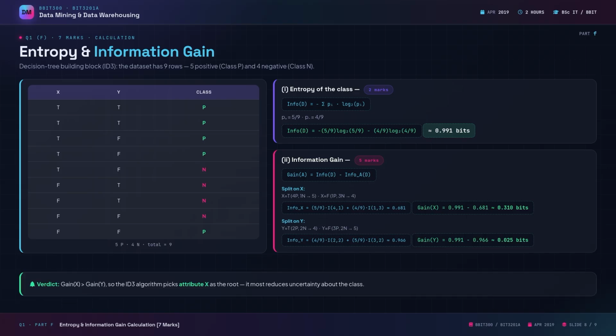Now let's split on Y. When Y equals true, we get 2 positives and 2 negatives out of 4 rows. When Y equals false, we get 3 positives and 2 negatives out of 5 rows. This gives an Info_Y(D) of approximately 0.966, so the gain on Y is only about 0.025 bits. Since the gain on X is clearly larger than the gain on Y, the ID3 algorithm would choose attribute X as the root of the decision tree, because it reduces uncertainty about the class the most.